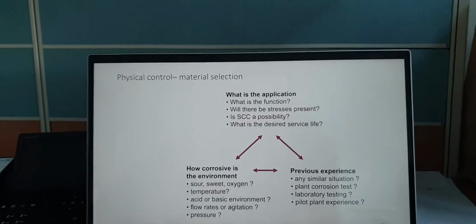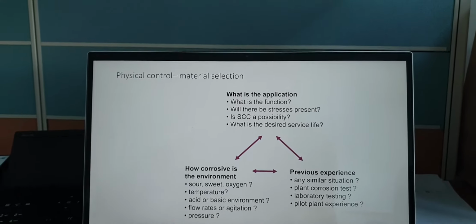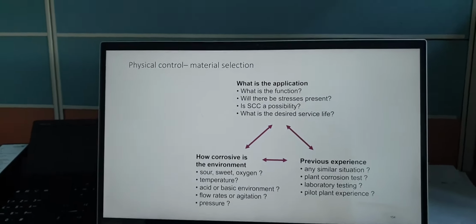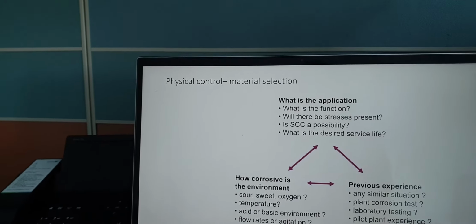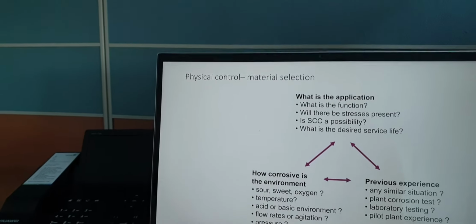Another way to control and fight corrosion is by material selection. So what is the application? That is one of the first questions we need to answer. When we describe the coating types, we need to know the temperature, and we need to know the environment to which it will be exposed.